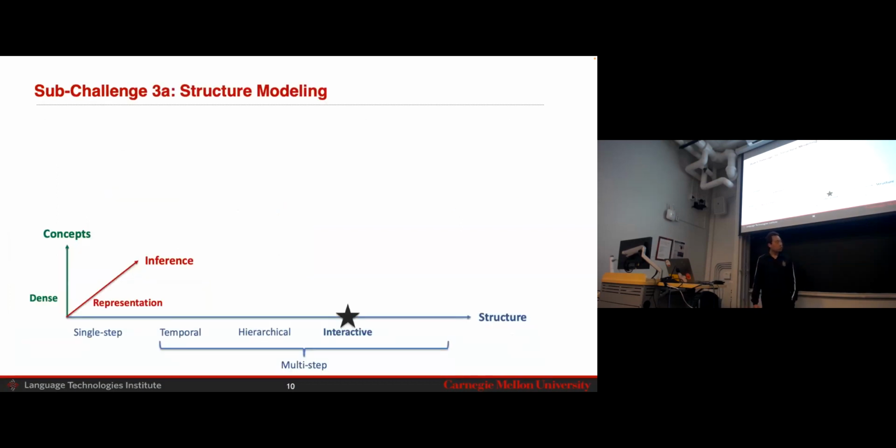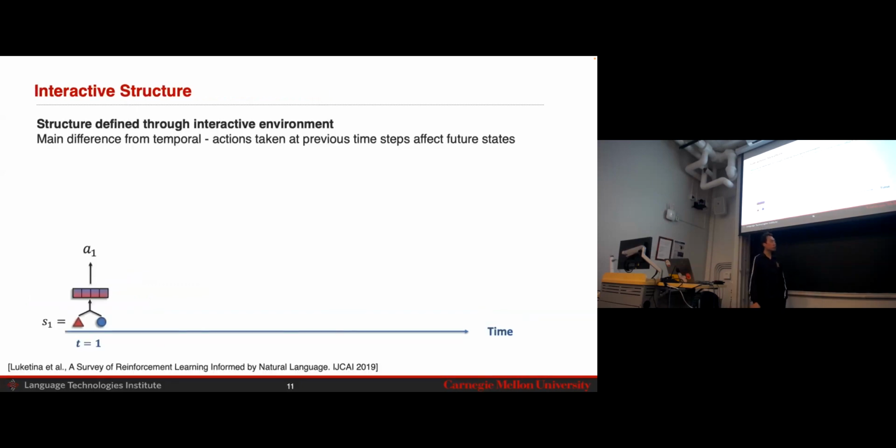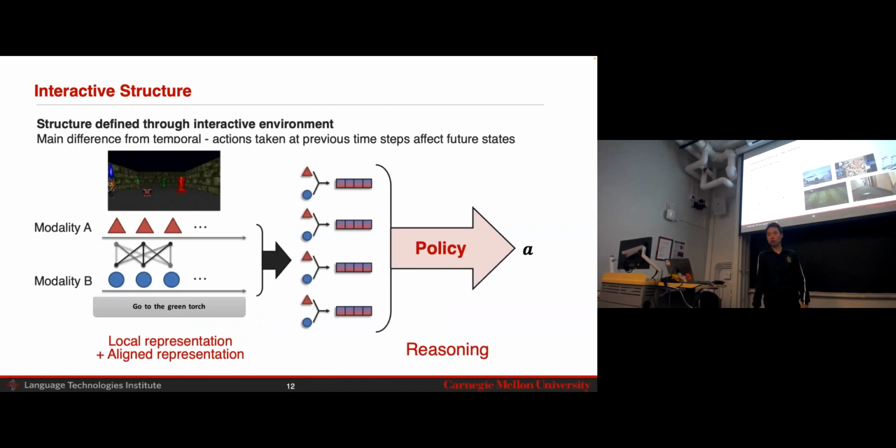All right. So today, interactive structure. Interactive structure is a multi-step structure where there is some sequence of time steps, and at every time step, there is some local information coming in, typically in the form of two modalities. You might learn some representation, you might do some alignment, and you make an action. This action will then influence the next observations that you see, so the next image or the next instruction in natural language, from which you might learn a new representation, make a new prediction, and then that goes on and on.